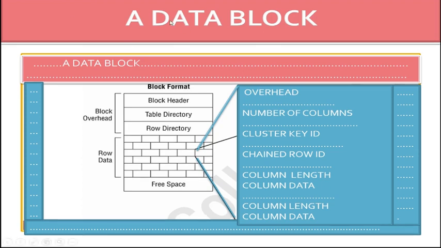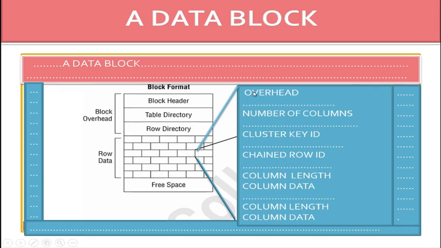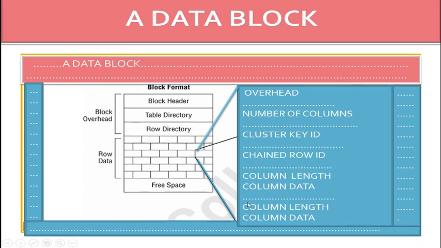A data block: block format, block overhead, raw data, free space. Block overhead: block header, table directory, row directory. Row data: overhead, number of columns, cluster key ID, chained row ID, column length, column data, column length, column data. Free space.